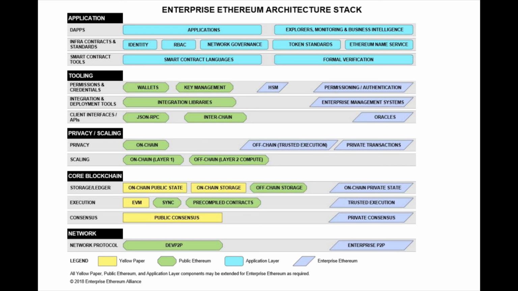Then the final layer is where we actually have the applications, or the decentralized apps, or dApps as they're known, that actually utilize the blockchain and work with those infrastructure contracts, or just work directly with the actual blockchain themselves. And then your more business focused tools as well, like your blockchain explorers, your monitoring, analytics, business intelligence type tools. So that's an overview of the Enterprise Ethereum Architecture Stack.